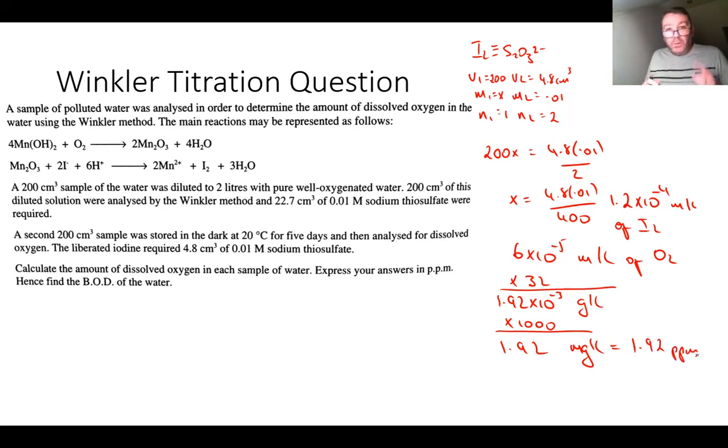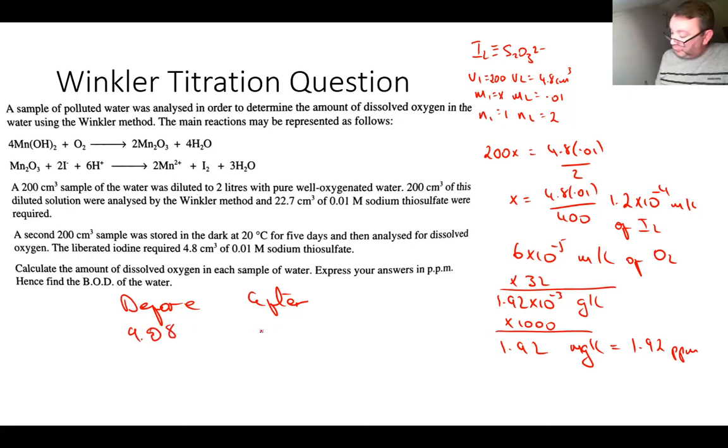Now, one thing I've got to remember, before and after. Before the 5 days at 20 degrees in darkness, and after the 5 days in 20 degrees in darkness. All right, what do we have? The original one was 9.08, and this one was 1.92.